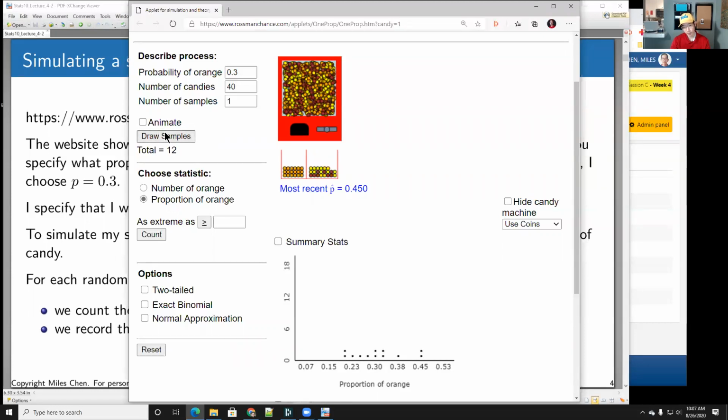All right, and so I can keep clicking, and we'll build up the different p-hats that we've seen, okay? And so after running this 20 times, it looks like we saw 30% 2 times, 20% 2 times, 25% once, and things like that. Okay, I'm going to go ahead and I can do, say, 10 at a time. And what this will do is it will just draw 10 samples and add 10 dots to our sampling distribution.